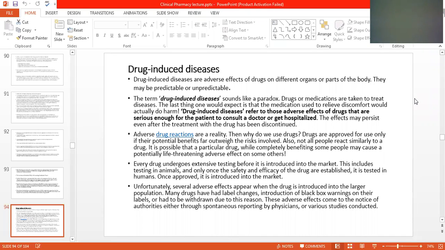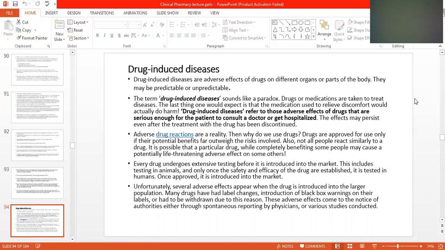Today we are going to discuss in clinical pharmacy the drug-induced diseases. Drug-induced disease means the diseases which are produced by the drugs. Drug-induced diseases are adverse effects of the drug on different organs or parts of the body. They may be predictable or unpredictable. Like aspirin: if we give an excess dose of aspirin, we can predict that it will cause gastric bleeding, right?